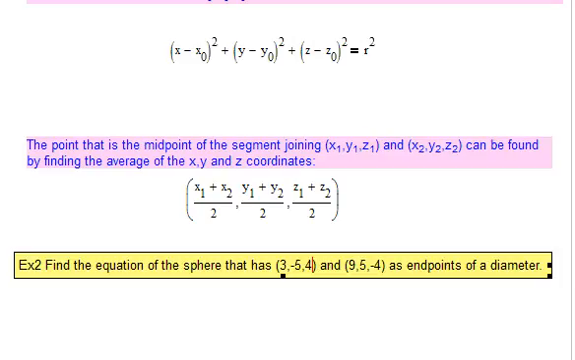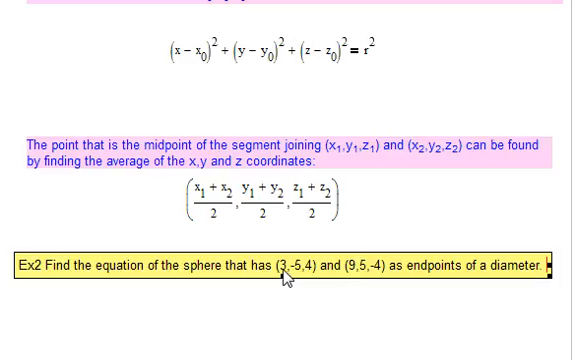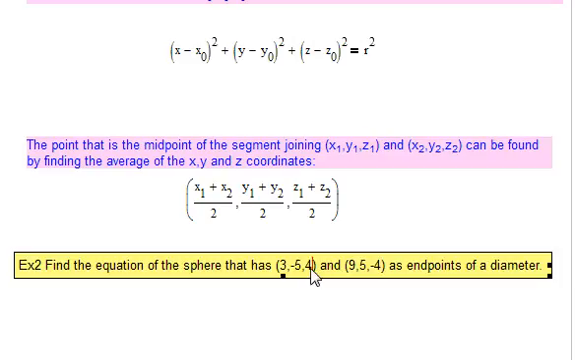Now, when we want to find the radius, we're going to have to find what half of the diameter is, and in order to find the diameter, we need to find the distance between these two points. So we would set up the square root of 9 minus 3, that's 6 squared, plus 5 minus -5, that's 10 squared, so that's 136 so far, and then 4 minus -4 is 8 squared, so 136 and now 64, so that's 200. The diameter of the sphere is the square root of 200.